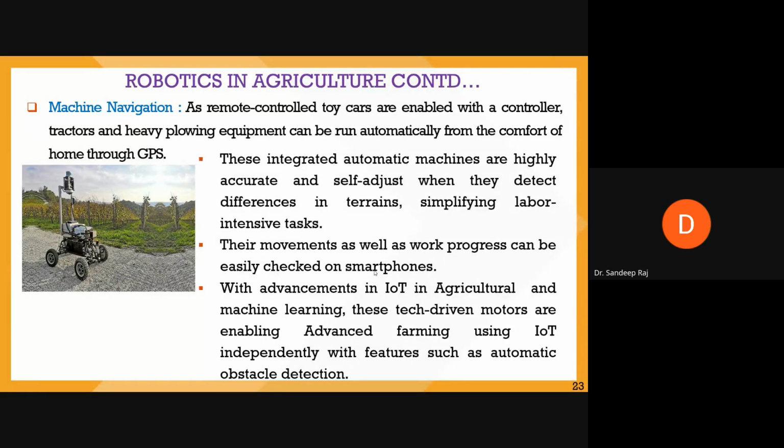So these integrated automatic machines are highly accurate and self-adjust when they detect differences in terrain, simplifying labor-intensive tasks. Their movements as well as work progress can be easily checked on smartphones. With the advancements in IoT in agriculture and machine learning, these tech-driven motors are enabling advanced farming using IoT independently with features such as automatic obstacle detection.